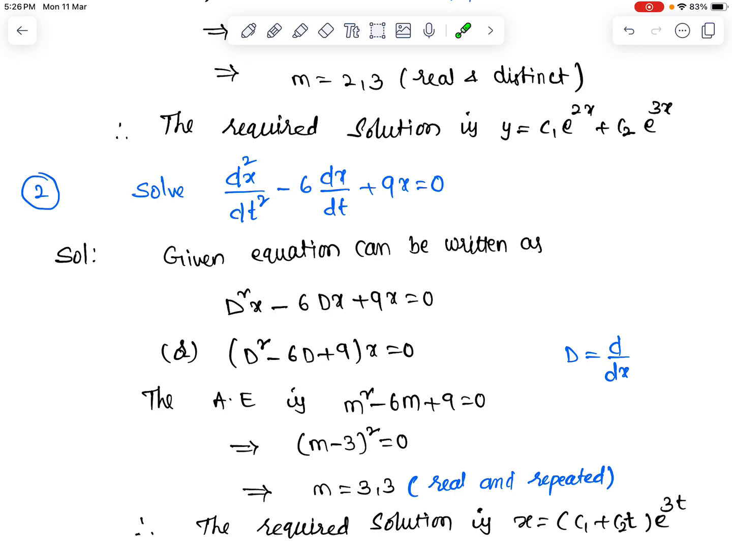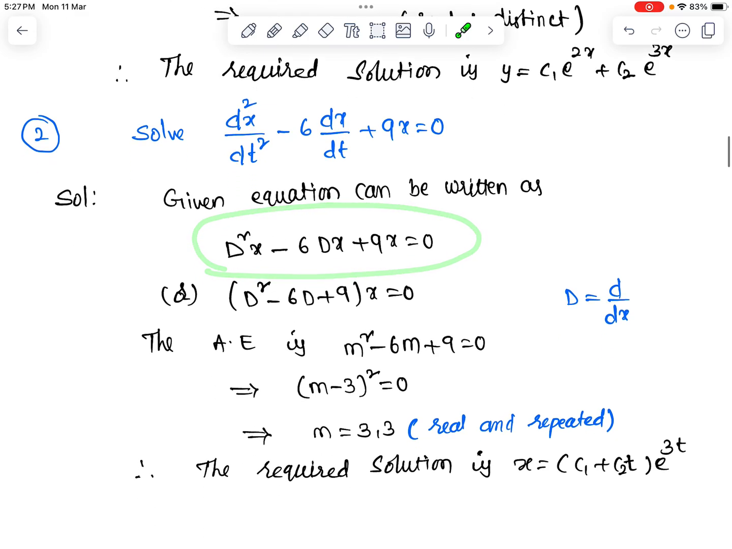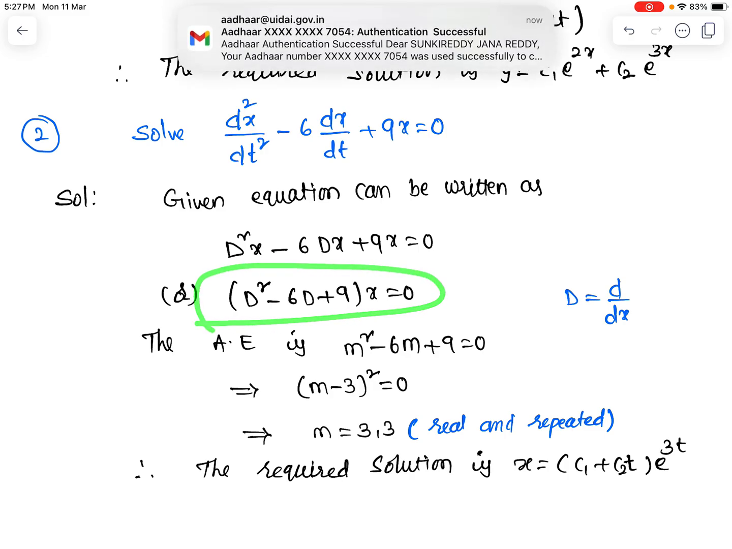Next, what about the next one? The next one is the given differential equation. The given equation can be written like this, that is the operator form. I am writing the operator form here. Here x is the dependent variable, t is the independent variable. At last, x equal to a function of t, that is the solution. Let us see how we can write it. Here it is the operator form, that I first wrote.